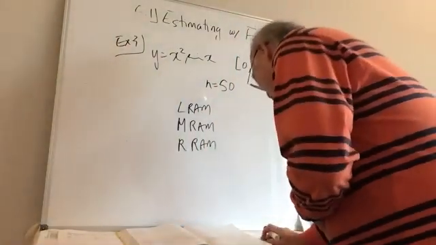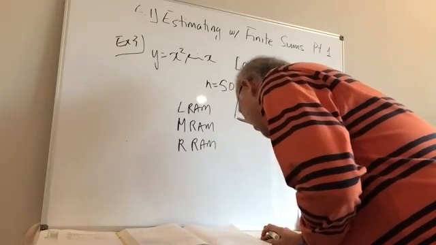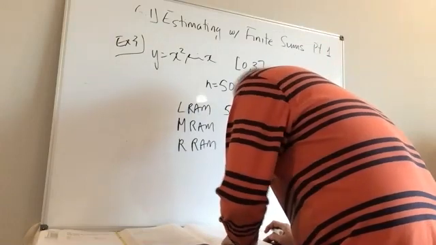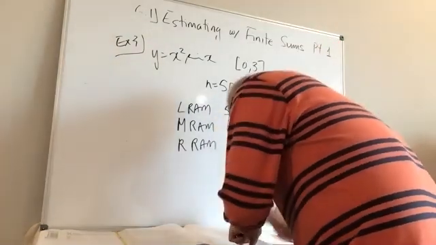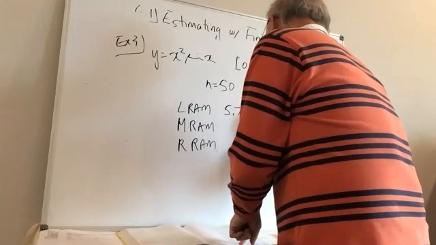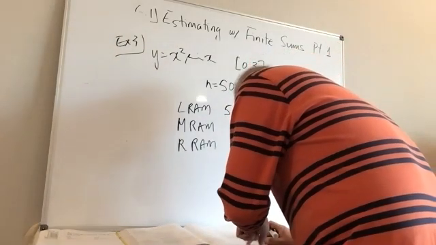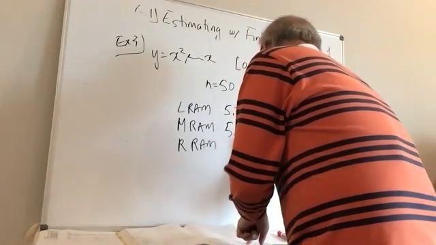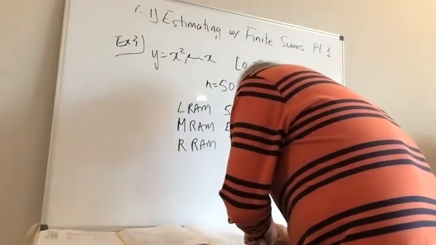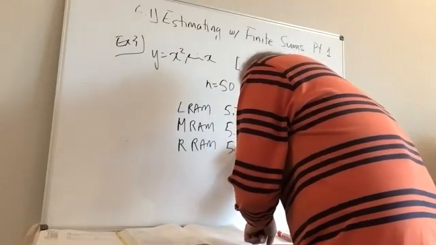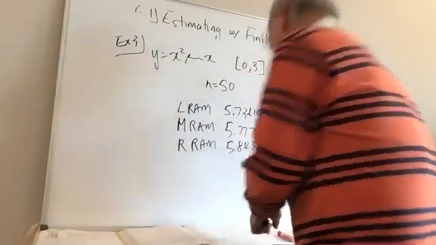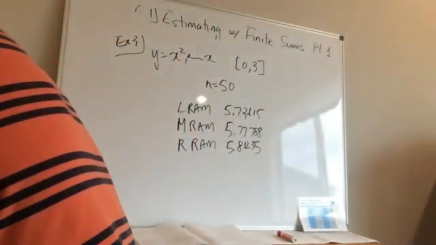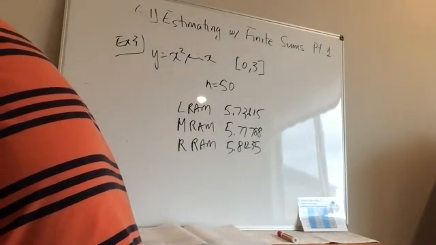Okay, so let's do n equals 50 and see if we can actually reproduce the LRAM number of 5.73615. MRAM is 5.77788. And over here we have 5.81235. So see if you can reproduce that. Everybody get that? Give me a thumbs up if you got that.